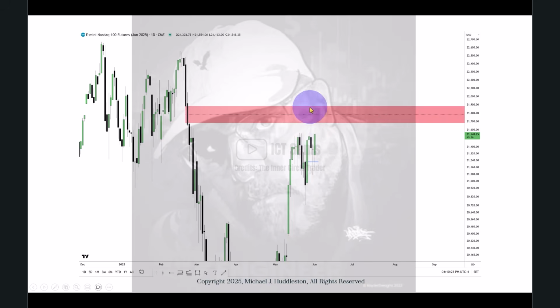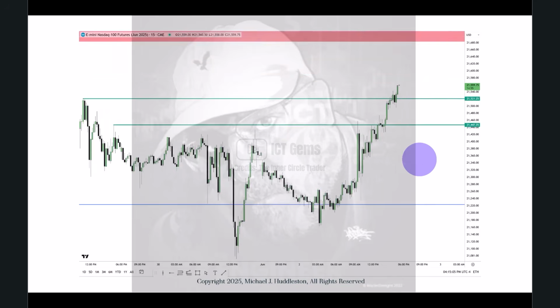Now we have this wick to contend with. I was going to draw out where the consequent encroachment level is, but it's essentially at the same level as this high here because it's in close proximity to that. So it's going to afford me the luxury of saying I'm watching price to see if it can get to this level in here.